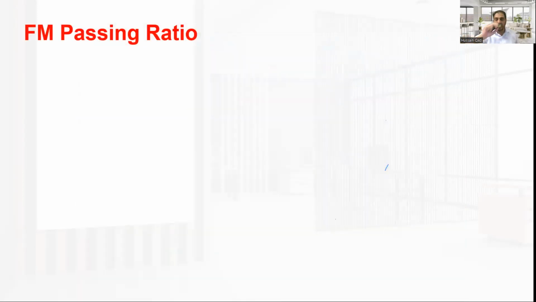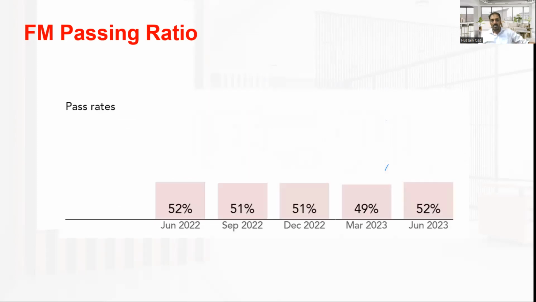The very first point, for your motivation: the FM passing rate in the last 5 attempts is almost 50%. So this is your motivation factor, that there is almost a 50% chance that you will pass your exam. So just develop a strategy the way the examiner expects, and be strict and well disciplined.